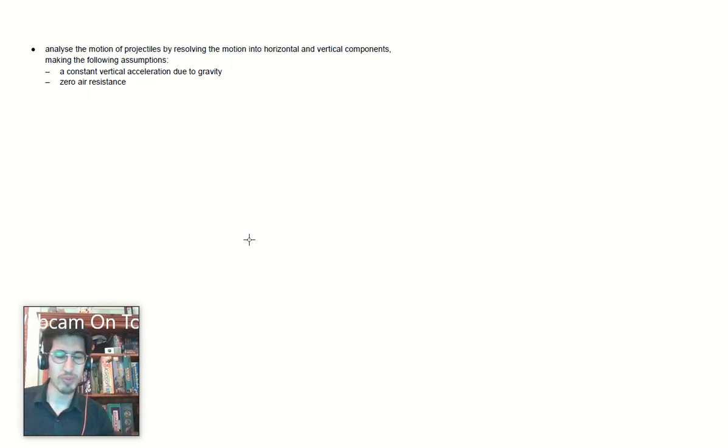We're doing the first dot point of Module 5, Advanced Mechanics. The first dot point is to analyze the motion of projectiles by resolving the motion into horizontal and vertical components, making these two assumptions. The first thing we have to think about is what is a projectile? A projectile is an object with only the force of gravity acting on it.